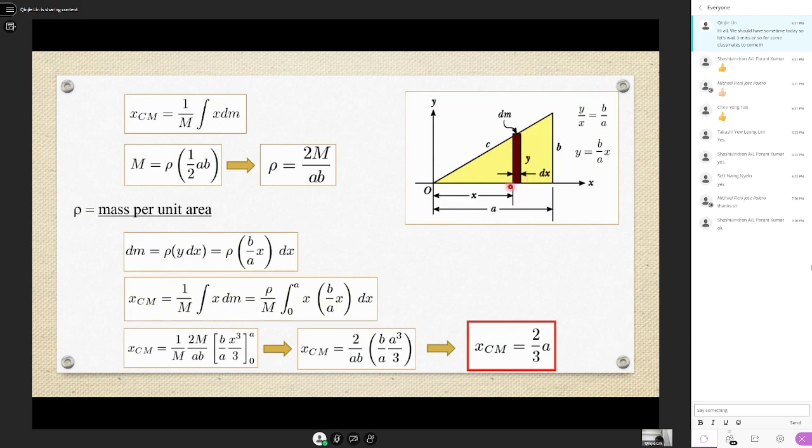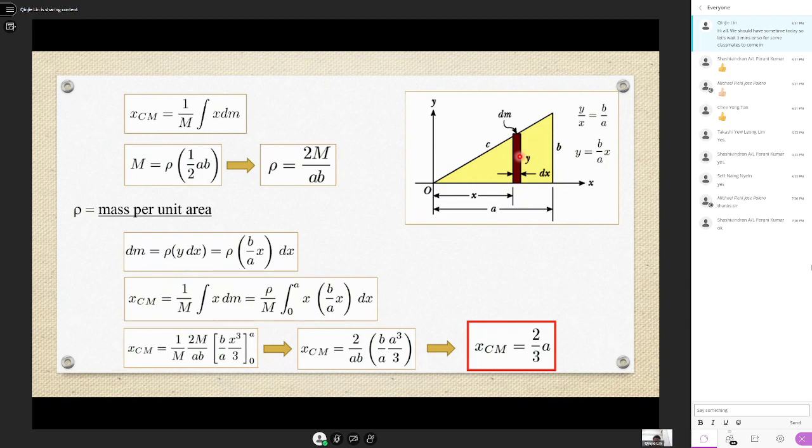Y over x equals b over a. Okay, proportionality. Then make y the subject, it will look like that. Then if you chop up the strip, the height is y. The width for the very, very thin strip, we will call it dx. That means a very small change in x.